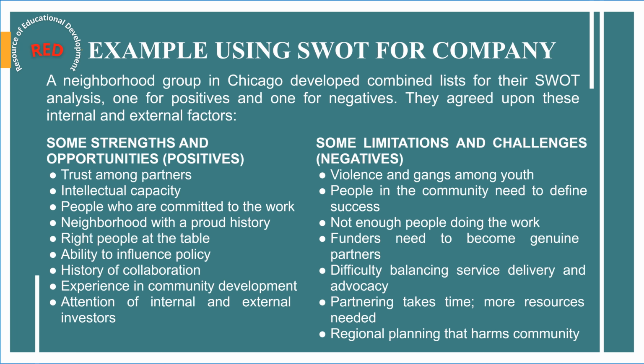Here's another example. Based on these facts about their group's assets: ability to influence policy, right people at the table, history of collaboration, the members developed two broad strategies to address this liability: regional planning that harms the community. The strategies they formed were to promote citizen involvement in key policy issues that affect the neighborhoods, for example fair housing, welfare reform, public safety, and to enhance participation, involvement, and influence of neighborhood leaders and organizations on broader policy issues.